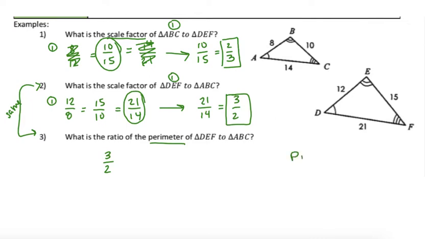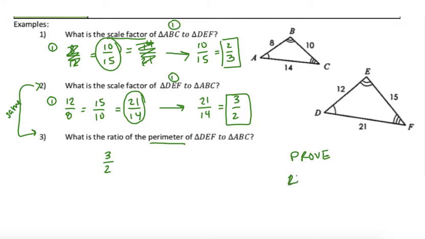And if you ask me to prove it or show why, it's the idea that if I took the perimeter of DEF, so what is 12 plus 15 plus 21? Let me use my calculator and add those together. 12 plus 15 plus 21.